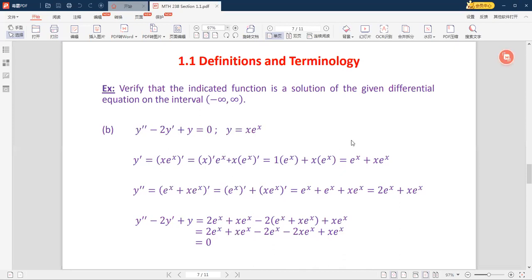Good. Any questions about this example? Does anybody have any questions so far?